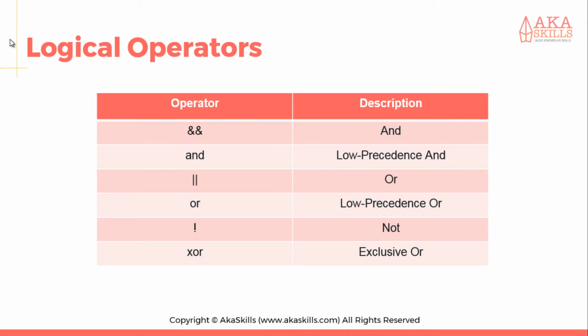Now the last one is the exclusive OR. This one is a little bit tricky because it just takes one of the conditions to be true for the computer to return true or for the program to return true. If both conditions are true, the program returns false. If both conditions are false, the program returns false. But if either of the conditions are true, then it returns true.